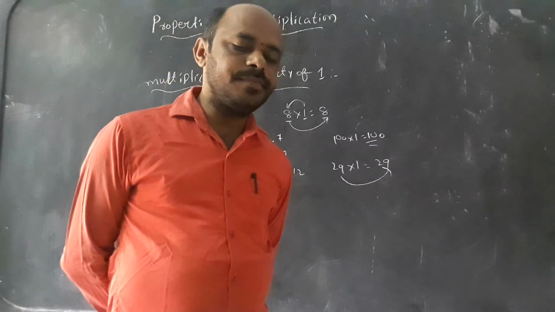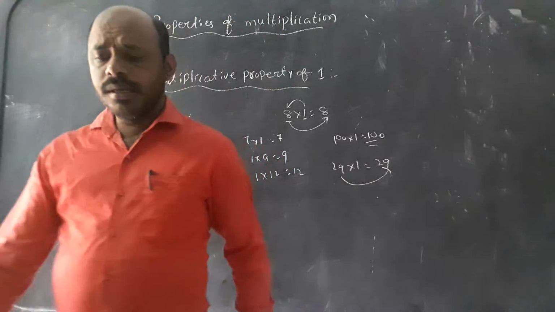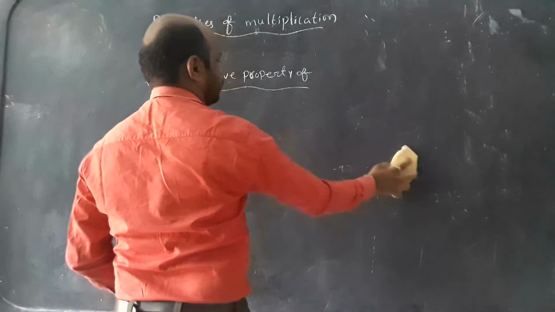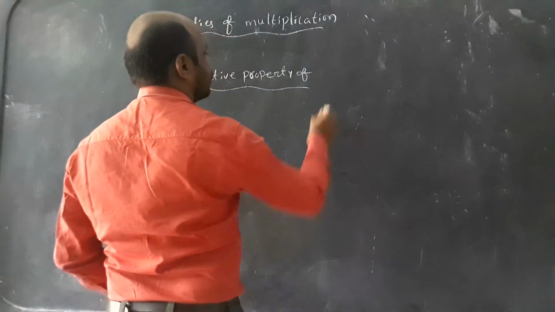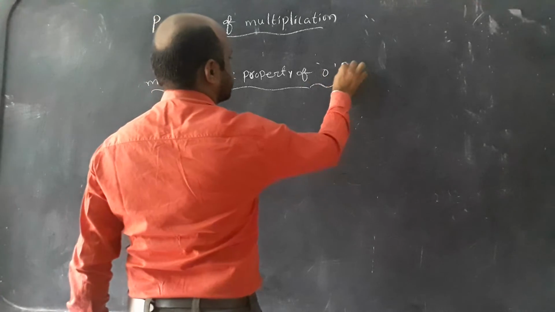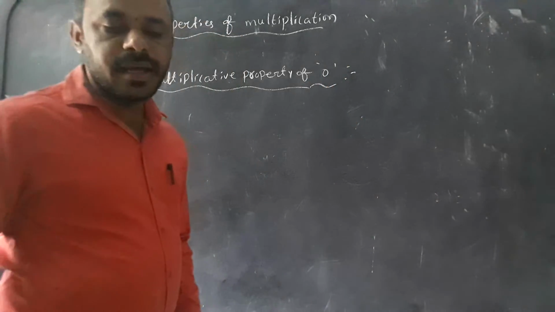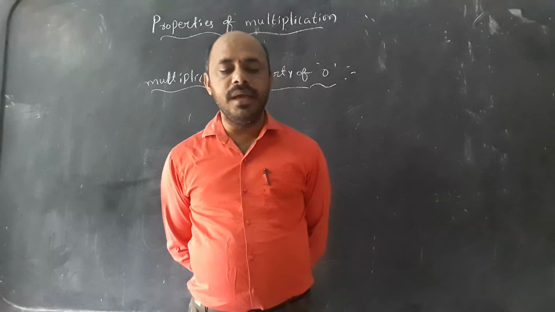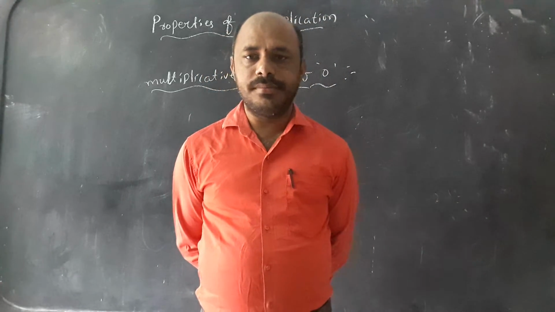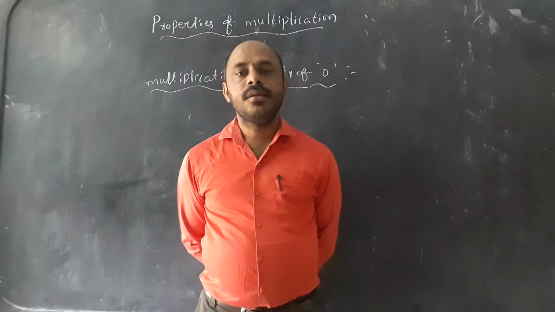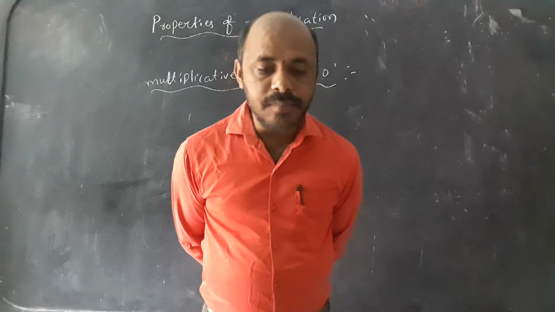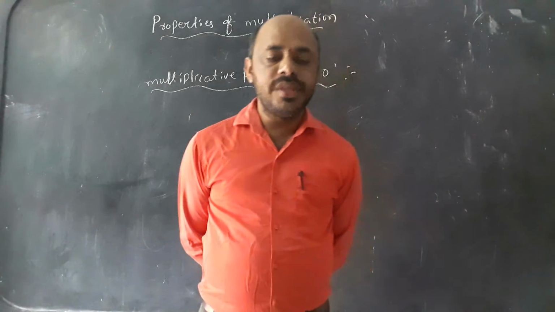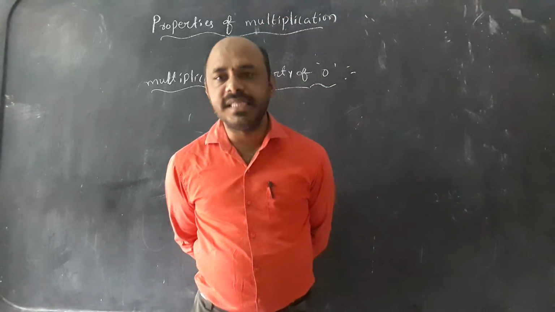Like this, we call this the multiplicative property of 1. Okay children, next one. Next, multiplicative property of 0. See, we multiply any number with 0, the answer is always 0. Okay? We multiply any number with 0, the product is always 0.